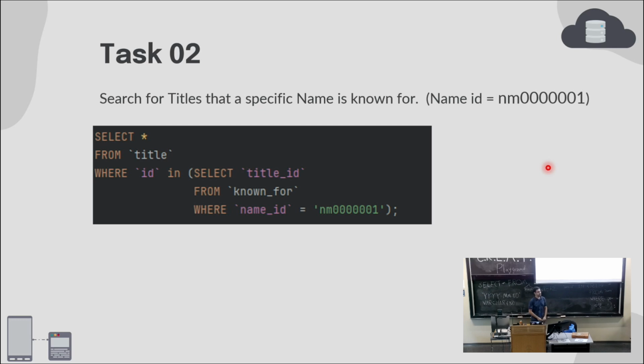Yes. So when you're searching for titles, some of the stuff that you can search for is any information in the columns you can search for. But right now, what information do you have? The only thing that you can get from the known for table is title ID. So you want to use that. So you use the title ID and search IDs that are in title ID. And where do you get that title ID? Is from known for and the ones that name ID is specific thing.